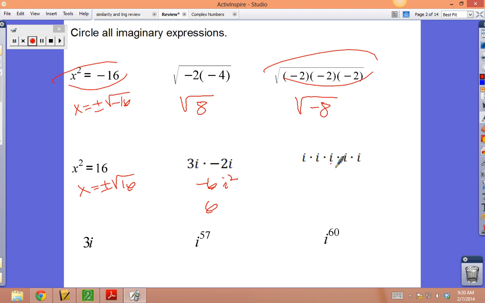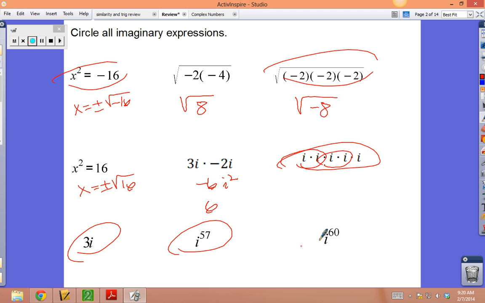i times i times i times i times i. That's imaginary because these two are going to be real, these two are going to be real, and a real times an imaginary is going to be imaginary. This is imaginary. If you got 57 of them, that will stay imaginary. If you got 60 of them, that will go real. So you should have circled 5 of them.